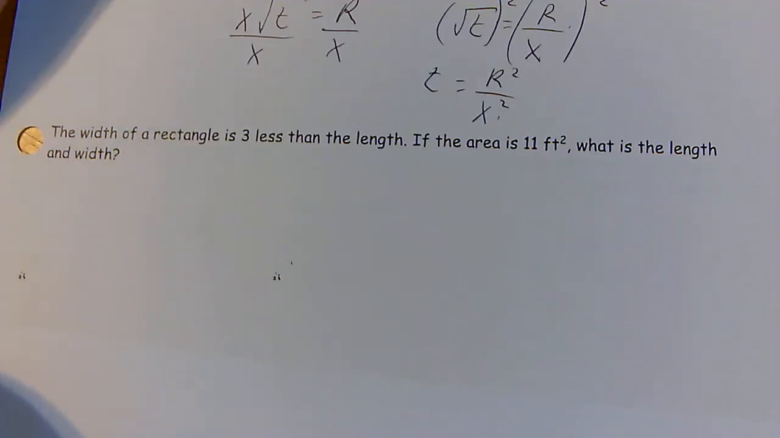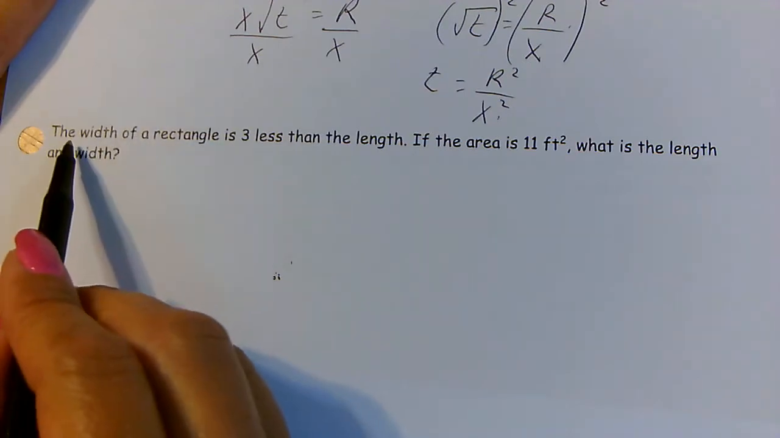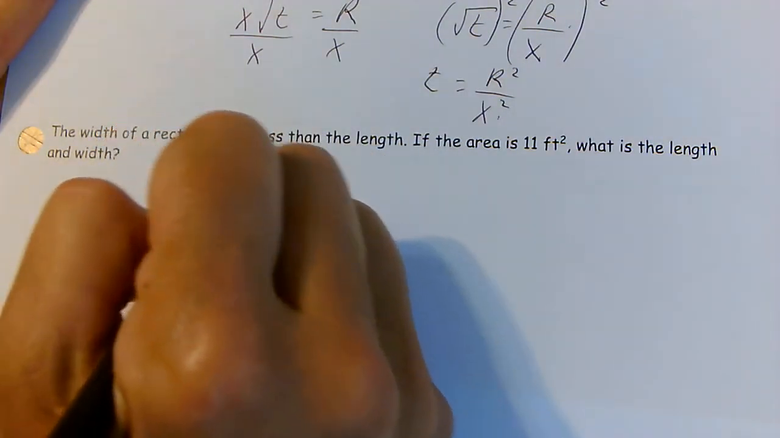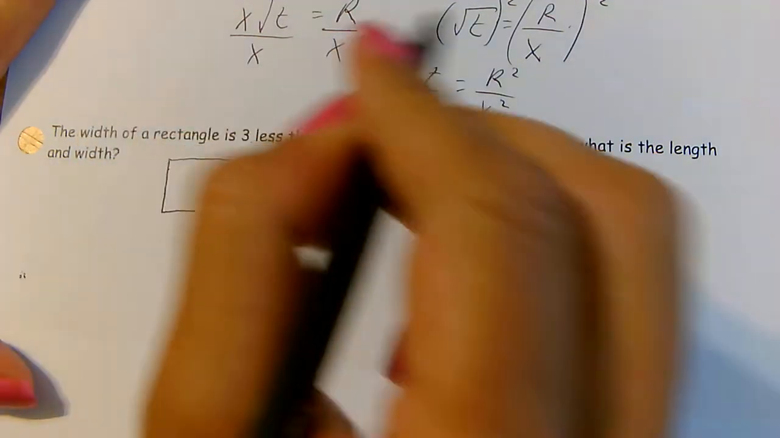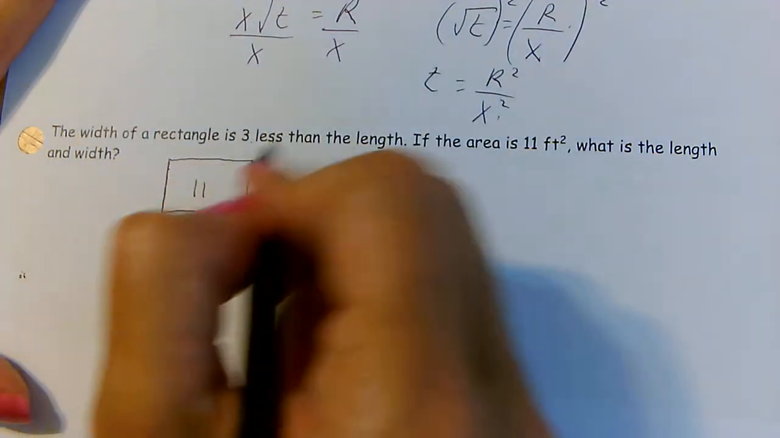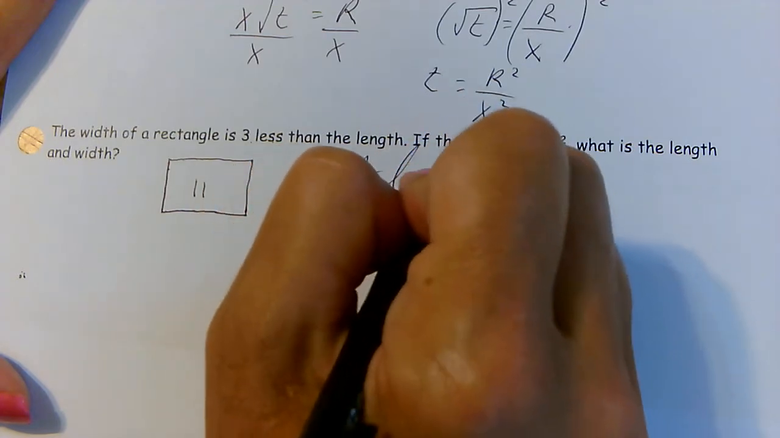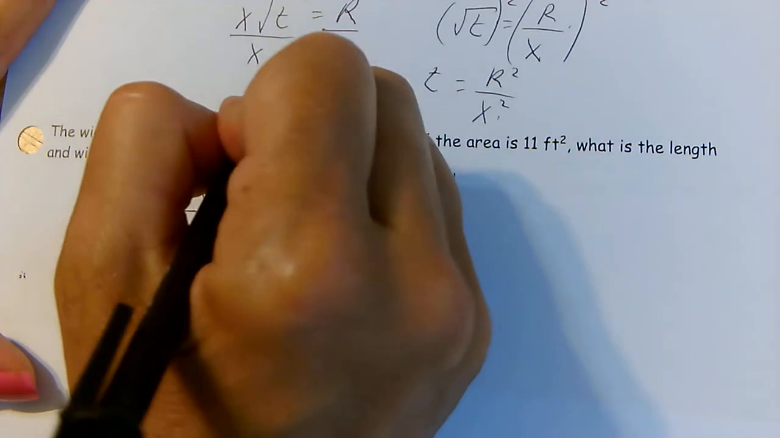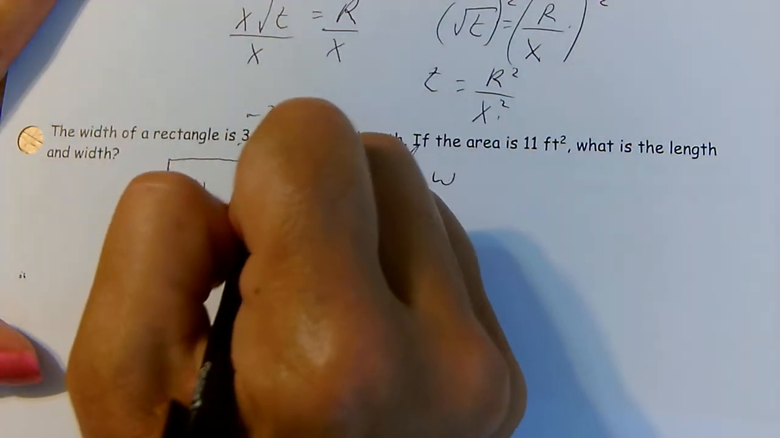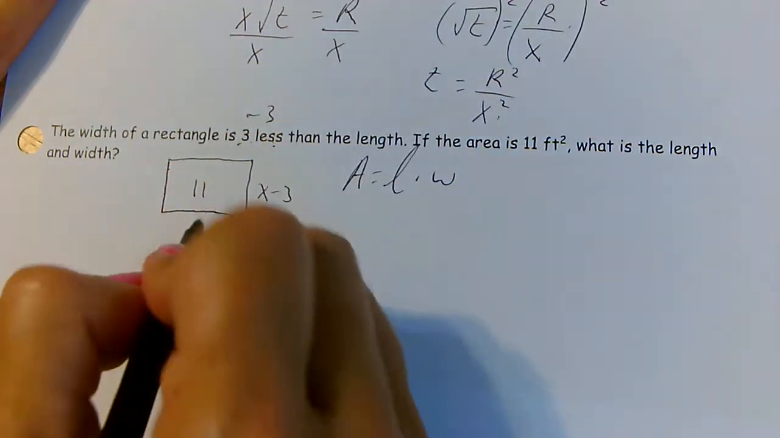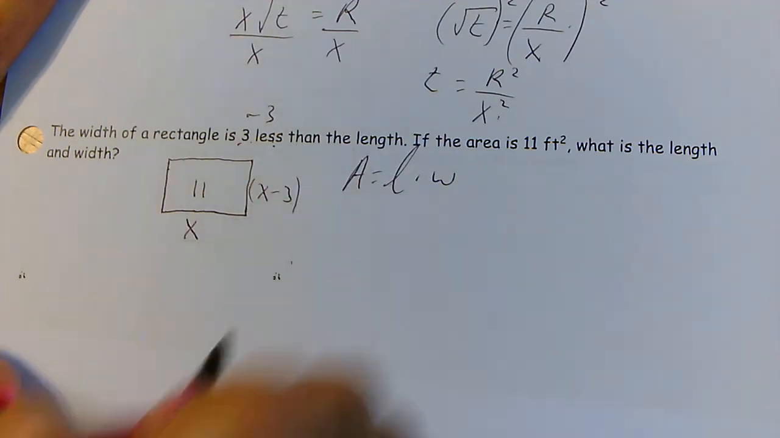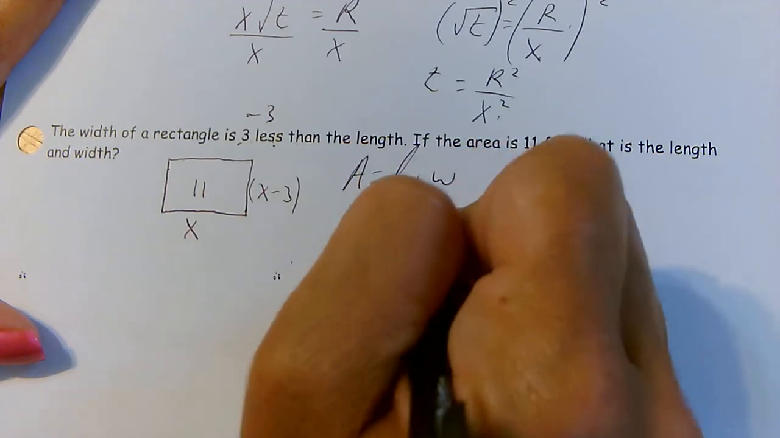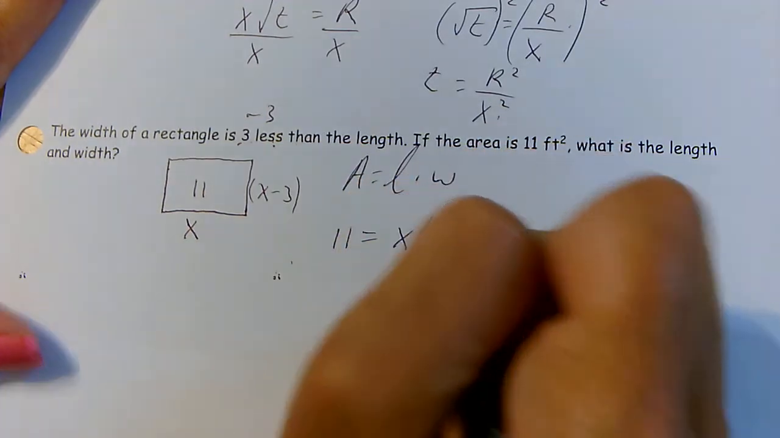So these word problems are quite lengthy. The width of a rectangle is 3 less than the length. So I have a rectangle. The area is 11 feet. Area equals length times width for a rectangle. So 3 less than is going to be x minus 3, and that means the length is x. So area equals length times width. Order doesn't matter, but it's like that.